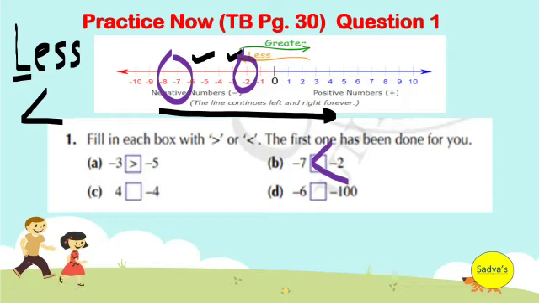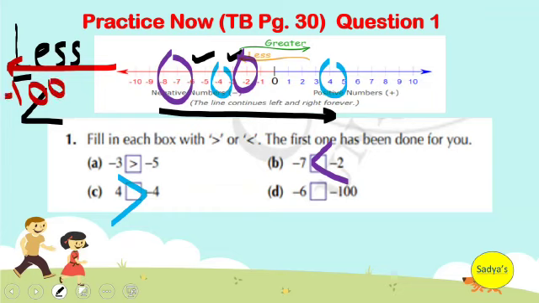Part number C, 4 and minus 4. Minus 4 is here and 4 is here. Since minus 4 comes first, it is smaller. Hence, 4 is greater than minus 4. And lastly, minus 6 and minus 100. Now we don't see minus 100 on the number line, but we can estimate minus 100 would be somewhere here. And minus 6 is here. So minus 100 is a smaller number and minus 6 is a greater number. So minus 6 is greater than minus 100.